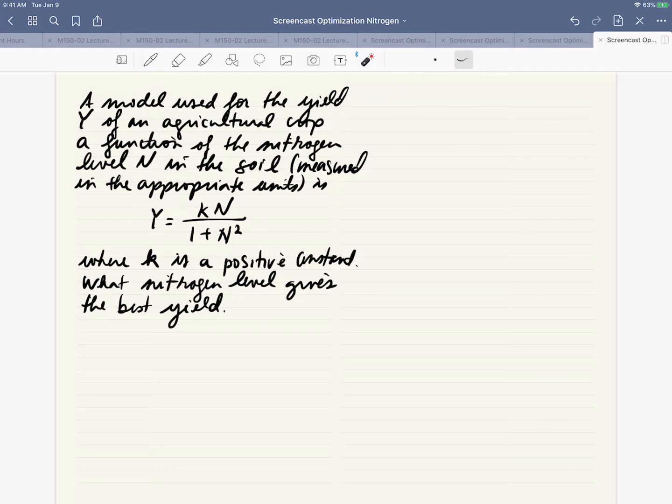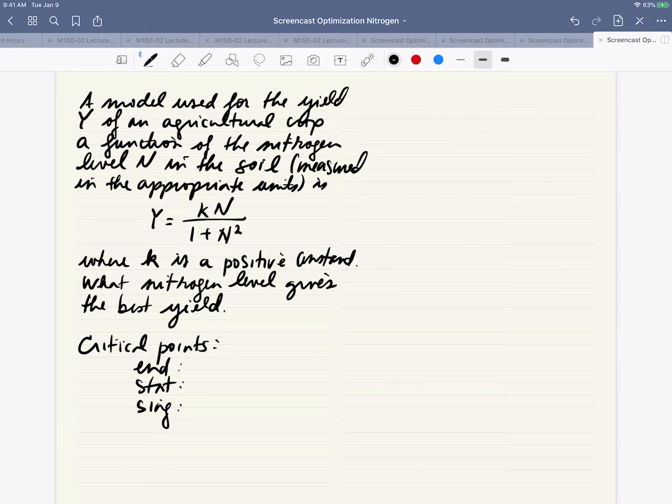Let's use calc to find the optimal value of the nitrogen to give the greatest yield. So we're going to look for the maxima of this function. We know that maxima occur at critical points, so let's find the critical points. Critical points come in three flavors: endpoints, stationary points, and singular points. Endpoints are endpoints of our interval, in our case our domain maybe.